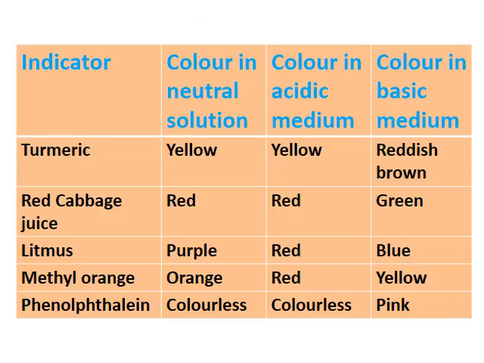Look at the table. The first one is turmeric, which is a natural indicator. It is of yellow color. Its color remains yellow in acidic as well as neutral medium, but it becomes reddish brown in basic medium.